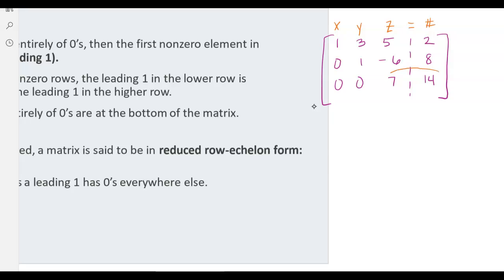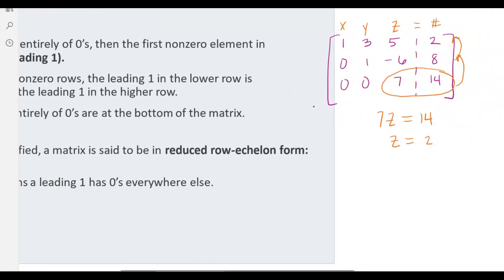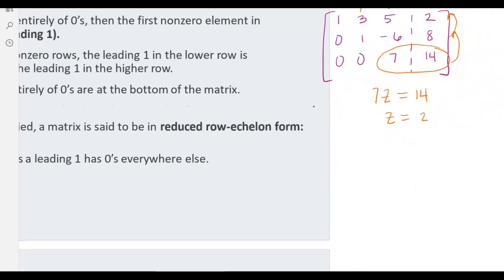And looking at this last equation, we would say, oh, well, that says that 7 times z is equal to 14, so we could solve that to say, oh, z is equal to 2. And then go back to the next equation above, plug in z to find y, and then go up, plug in z and y to find x. So we do this back substitution. All we've done is just gotten rid of the x, y, and z variables. When something is in reduced row echelon form, we have already solved the matrix pretty much completely.